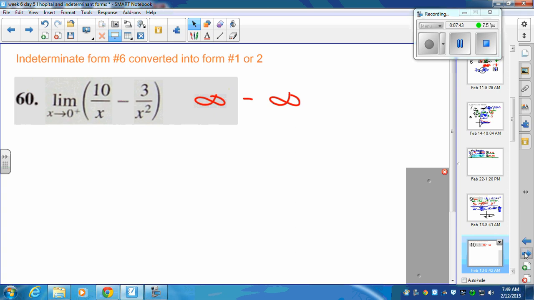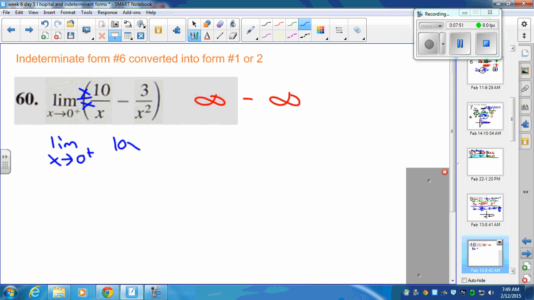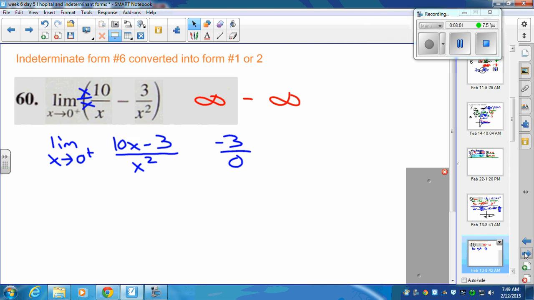So what we would do is we get a common denominator. I only need to multiply this guy by x. So I got limit, x goes to 0 from the right, of (10x minus 3) over x squared. First thing I do is I plug in 0, and I get negative 3 over 0. Now, don't get in this L'Hopital groove where you just start taking derivatives. Is that indeterminate? No. You've got to remember, that's negative 3 over a really, really small number.